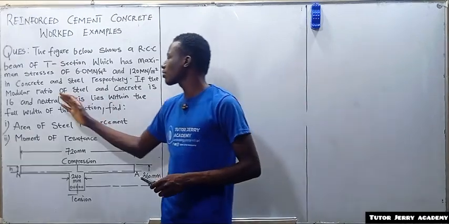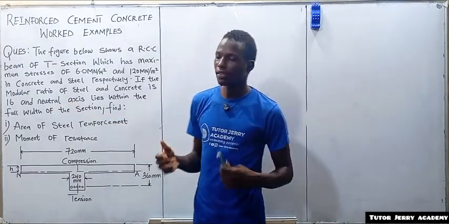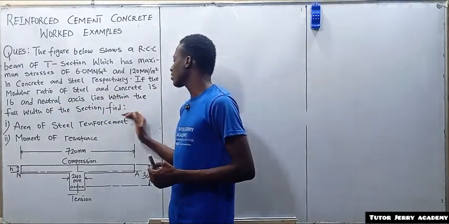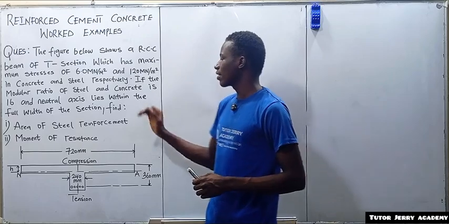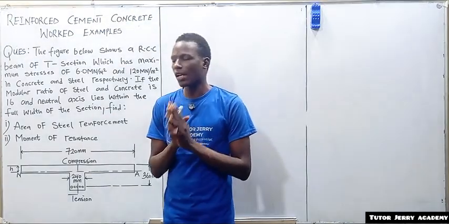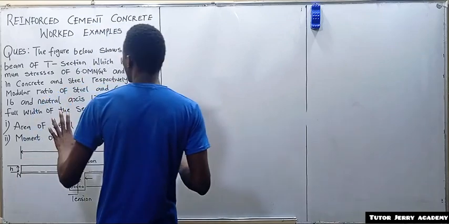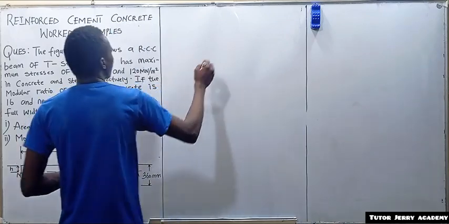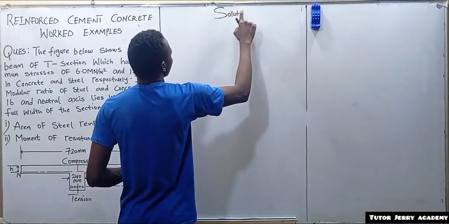Now, if the modular ratio of steel and concrete is 16, that is m subscript r is 16, and the neutral axis lies within the full width of the section, we are asked to find the area of steel reinforcement and the moment of resistance. So this is what we are asked to find. Now let's bring out our parameters. So we say solution.